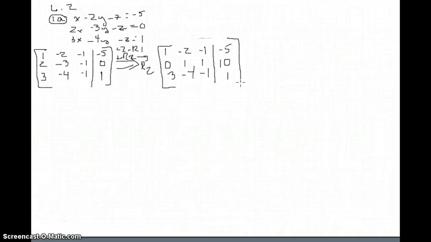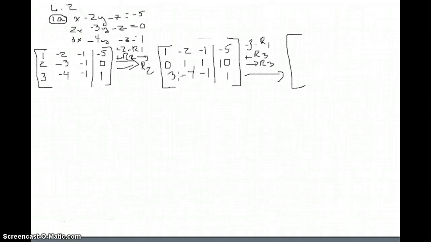Okay, I've got my first 0, so next thing I'm going to try and get 0 right here. So I'm going to multiply row 1 by -3 and then add it to row 3. So -3 times row 1 plus row 3 into row 3. All right, so that's going to be our next matrix.